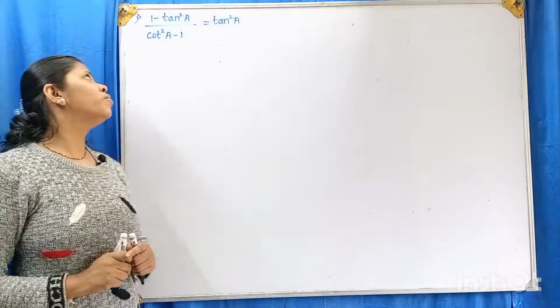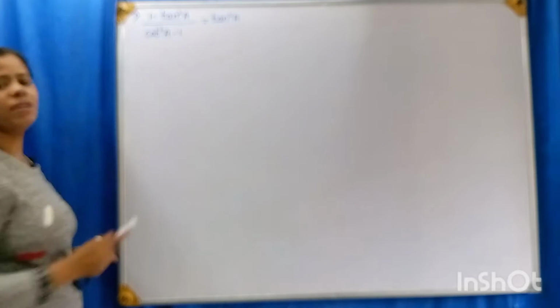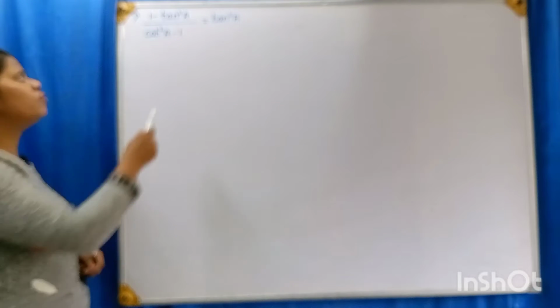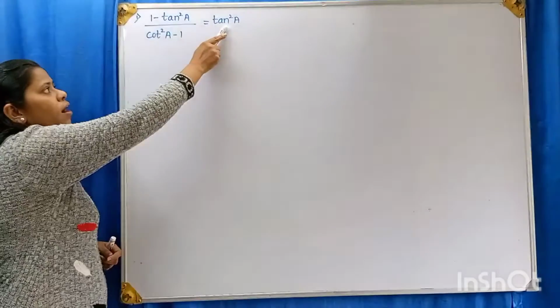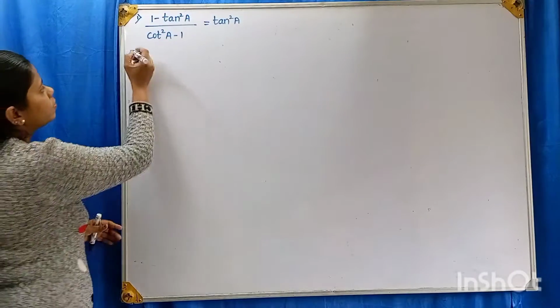Now let's solve the problem. (1 - tan²A) / (cot²A - 1) = tan²A. Here we have to prove that LHS is equal to RHS. So first let me write down the LHS. Solution.